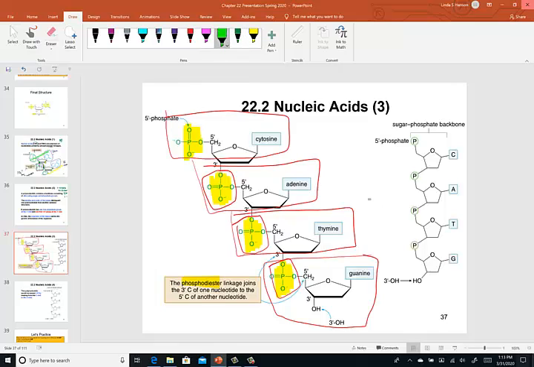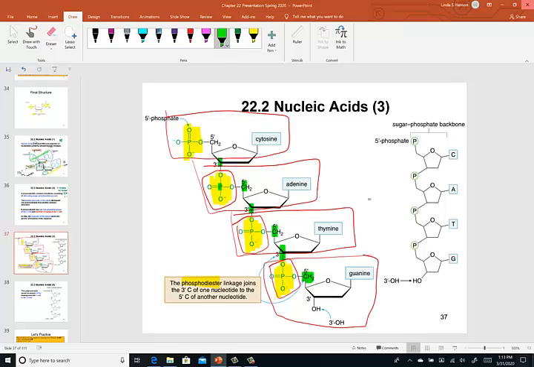I also need us to highlight that it's the 5' carbon, the carbon that's outside of the ring in one sugar, that is going to connect to the 3' carbon of the next sugar ring. 5' connects to that phosphate, which then connects to the 3' sugar. Over and over again, 5' connects to the phosphate, connects to the 3' sugar. That's known as a phosphodiester linkage.